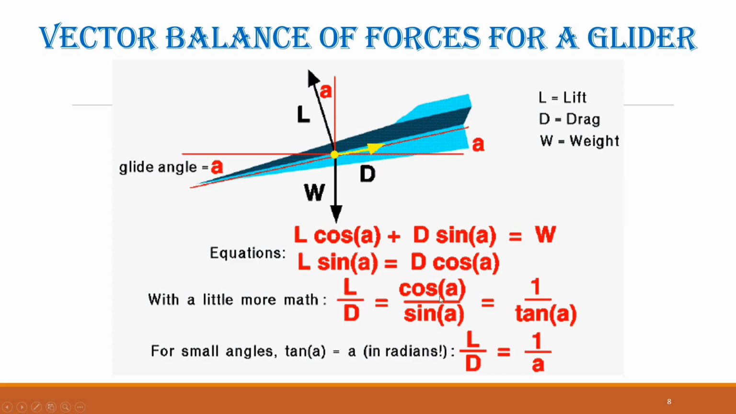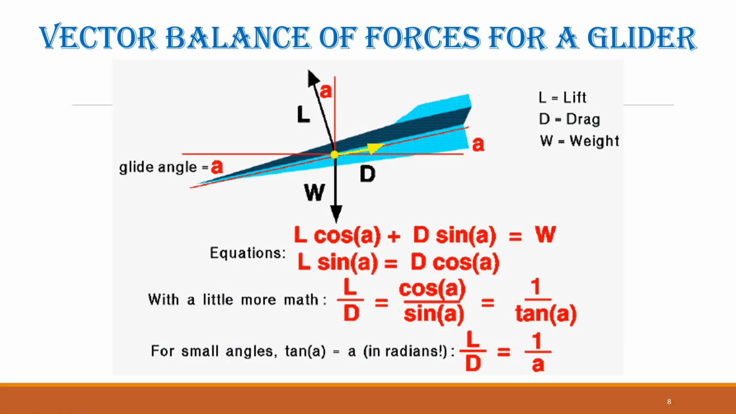This ratio of trigonometric functions is the cotangent of the glide angle, which is also the reciprocal of the tangent of the glide angle. For small glide angles, typical of efficient gliders, the tangent of the angle is nearly equal to the angle expressed in radians. This means that the lift-to-drag ratio is approximately equal to the inverse of the glide angle for small angles.